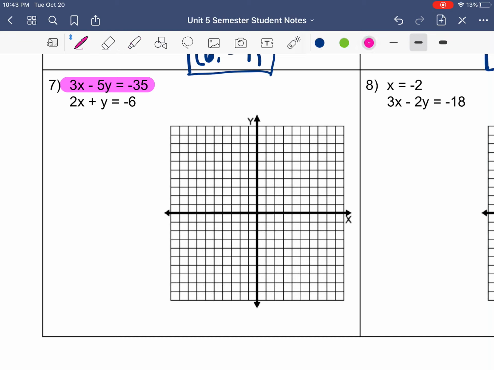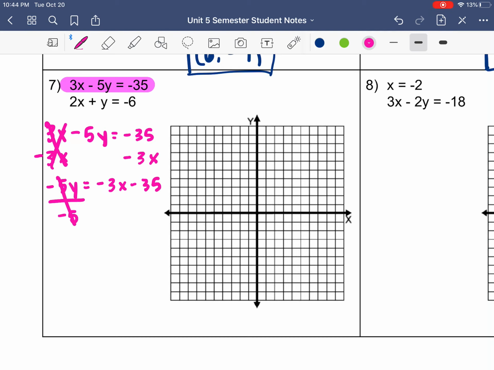All right, for that top equation, if we did it correctly, we should have 3x minus 5y equals negative 35. So we would subtract the 3x on both sides to move it. We get negative 5y is negative 3x minus 35. And then we divide by negative 5. That will be y equals negative 3 divided by negative 5 would make a positive. A negative divided by negative is a positive. So 3/5 x. Negative 35 divided by negative 5 is positive 7.